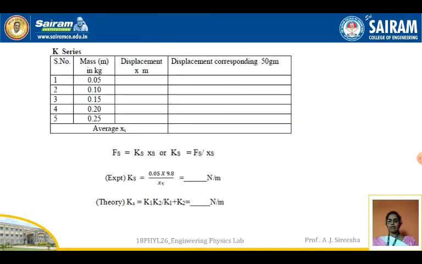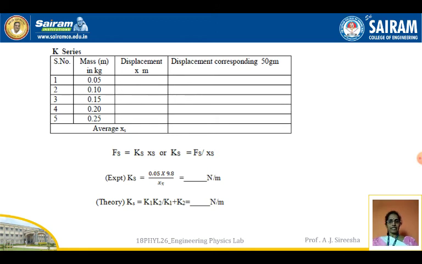Now using the same springs, you connect the two springs in series as shown in the diagram before and note down the corresponding displacement by adding the weights of 50 grams each. In the same tabular column, keep on increasing. The springs should be connected in series. Attach the load in steps of 50 grams. Note down the corresponding displacement and calculate the displacement corresponding to 50 grams.